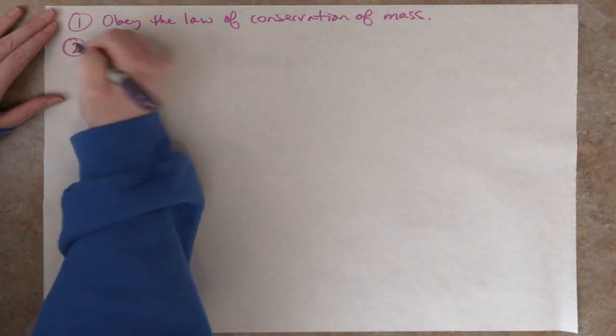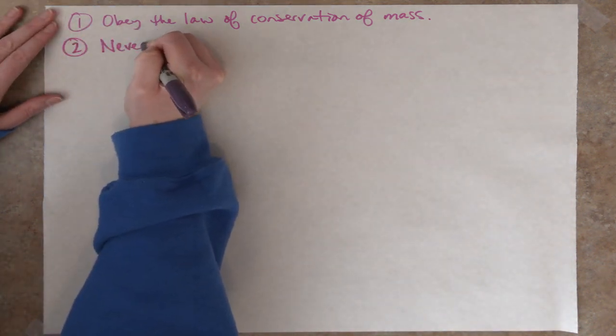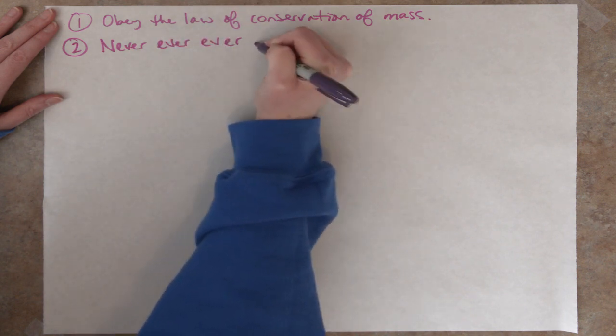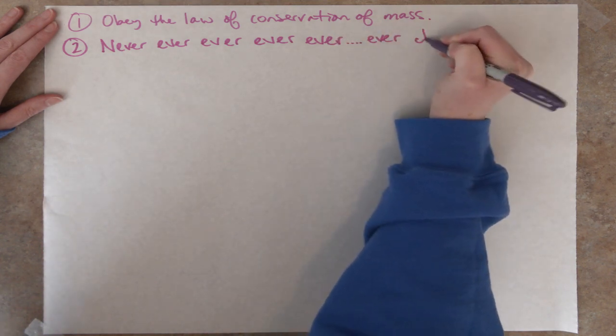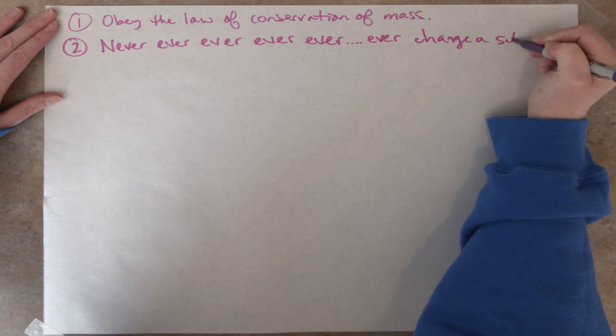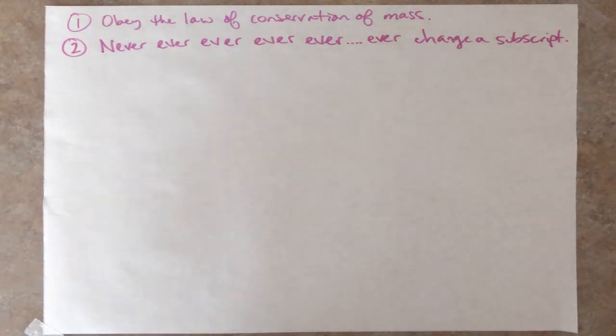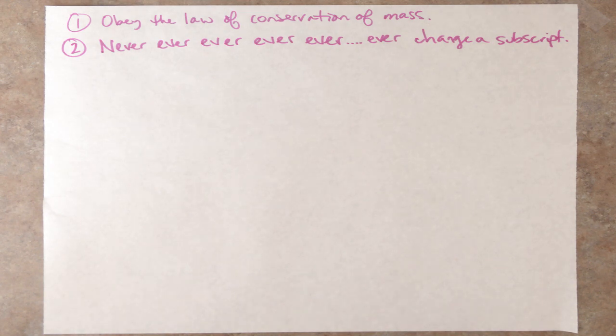Rule 2 goes like this: never, ever change a subscript. So just like in a recipe, you're not allowed to just randomly change things out because it'll mess up your product. Same deal with balancing equations. You can't just change subscripts, because when you change a subscript, you end up changing the ingredient or you end up changing the product. So just please never, ever change a subscript.